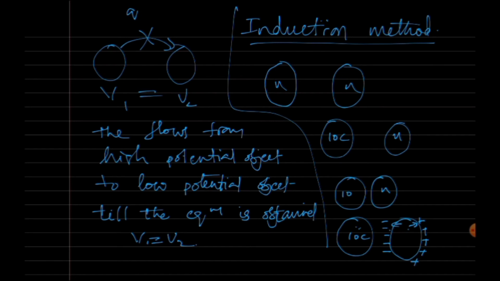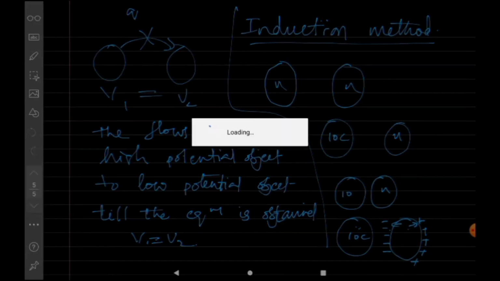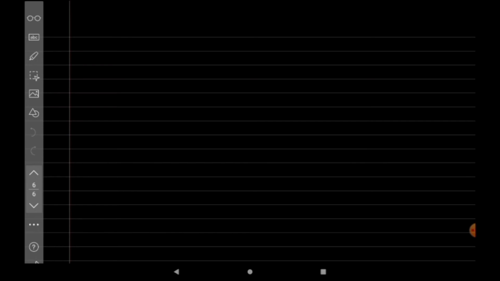Why is this method named induction? Because the charge on one object is inducing the charges on the other object. So this is how the induction method works. Hope you understood the methods to produce charges as of now. Now let us go to the next important part of this video, that is properties of charges.